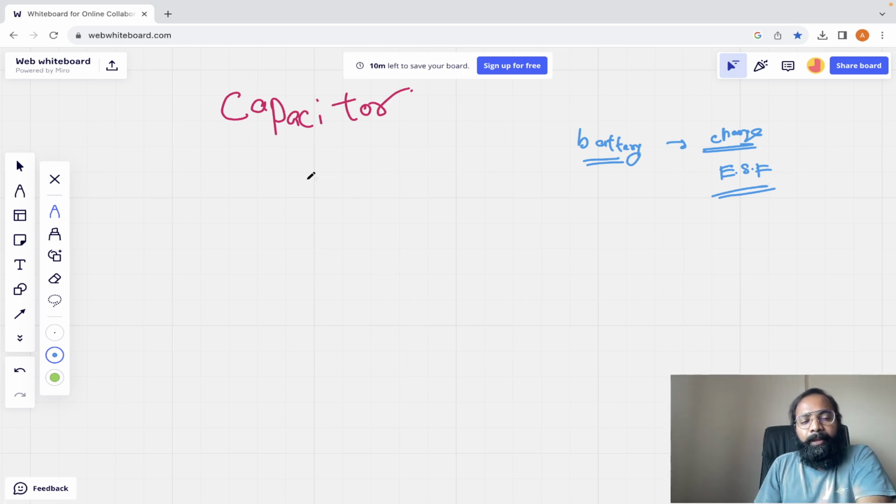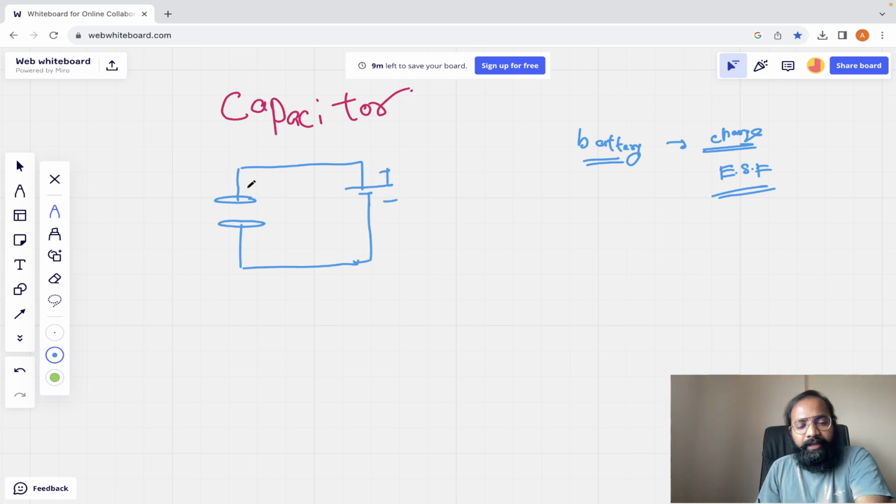So what is the basic structure of the capacitor? If you take some plates like this, let's take plate number 1 and plate number 2, and if you connect the positive and negative polarity to the two plates like this, this is a positive polarity and this is a negative polarity.